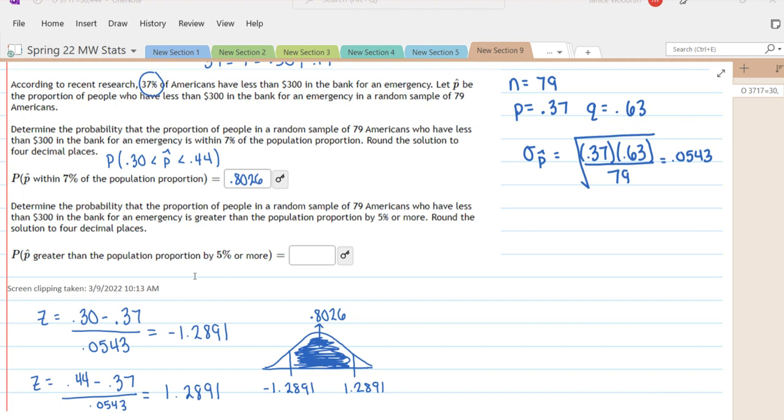The 0.63. So if P is 0.37, then Q is 1 minus P. So 1 minus 0.37 would be 0.63, because P and Q have to add up to 100.